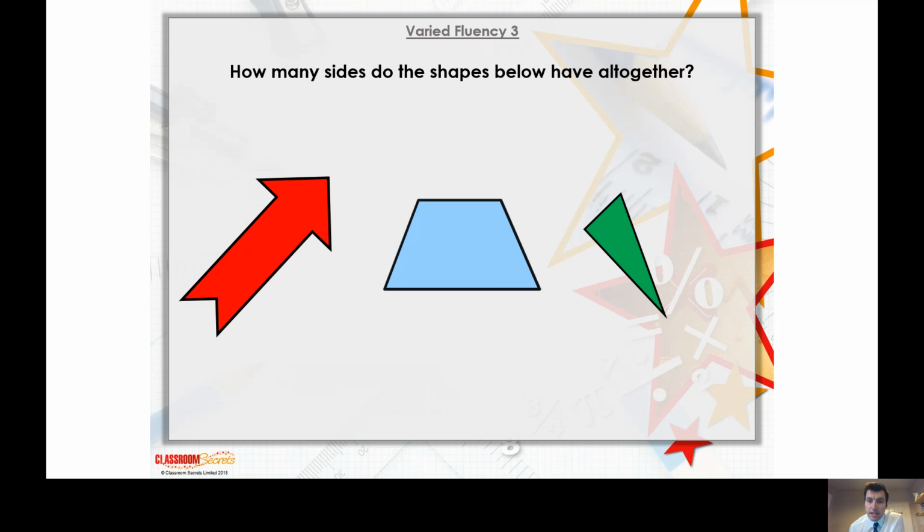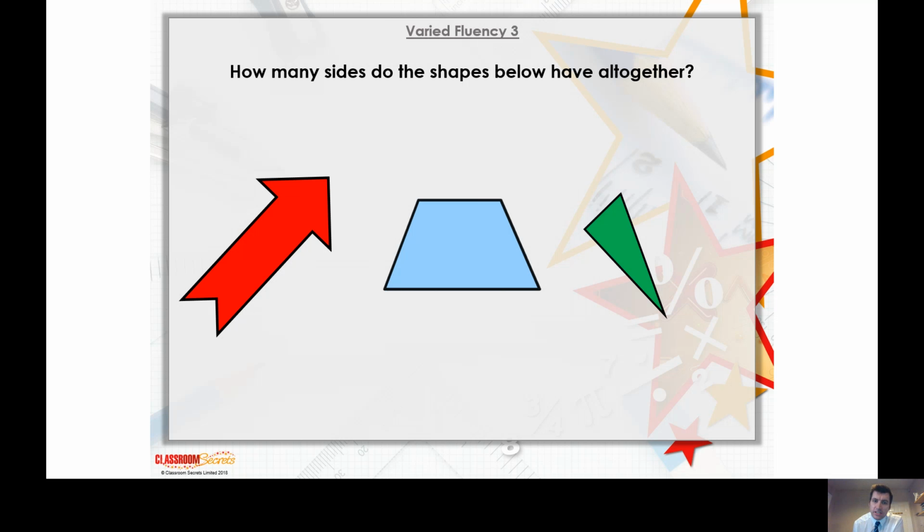Okie dokie. Now, if you look at the red, the blue, and the green shape, what you've got to do is count how many sides the red one has, count how many sides the blue trapezium has, and count how many sides the green triangle has, and then add those 3 values together. So could you do a little bit of that? Maybe a note on your pad. Pause the video if you need to.